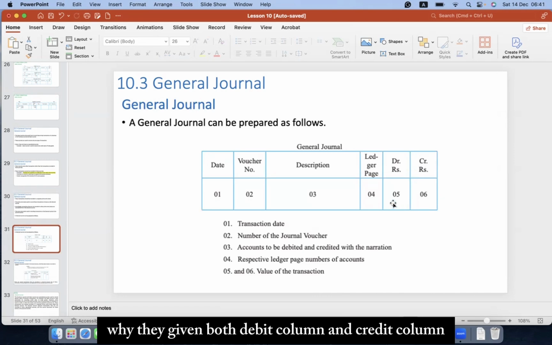Why are both a debit column and a credit column given? Because this is a general journal.